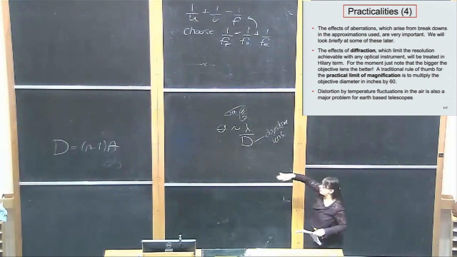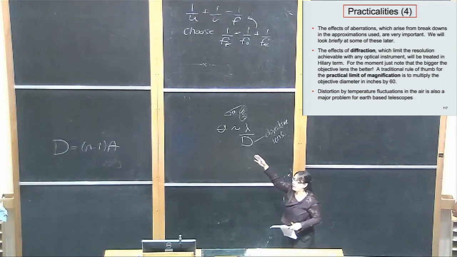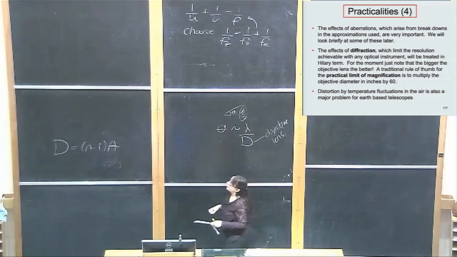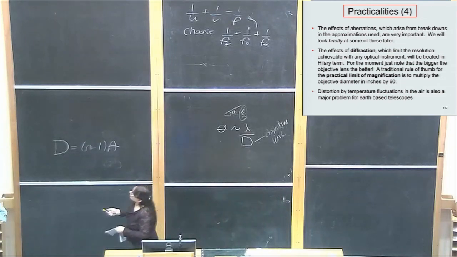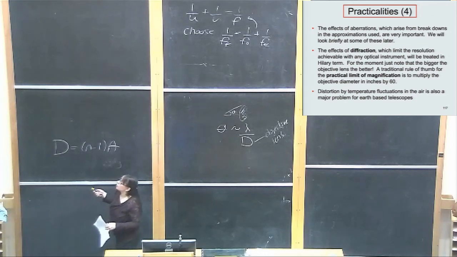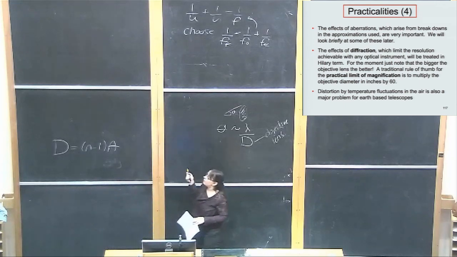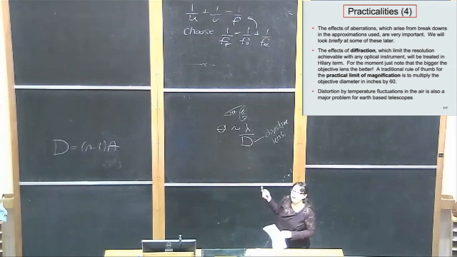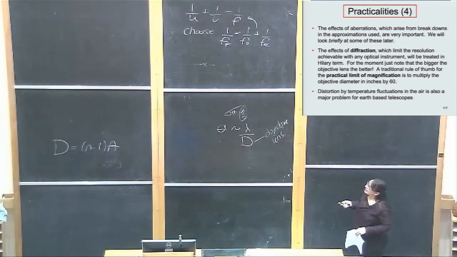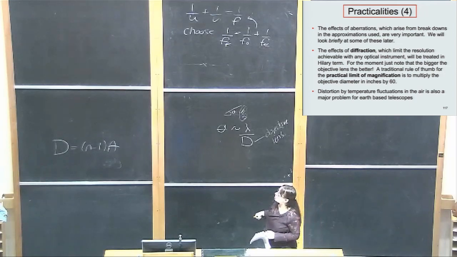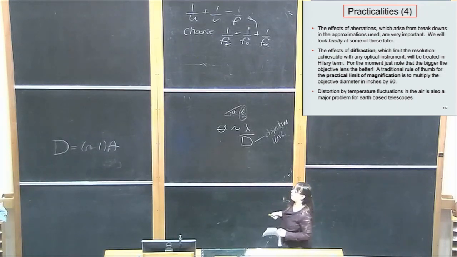So again, it's a case of you make your objective lens as big as you can, as big as you dare, as big as you can afford, and then accept the losses after that. And there's a traditional rule of thumb, which says that the practical limit of magnification until diffraction effects start to dominate is roughly your objective diameter multiplied by about 60. Your objective diameter in inches, so sorry, this was done before metric. So if you have a standard 4-inch telescope, you could expect to get a magnification of up to 240.